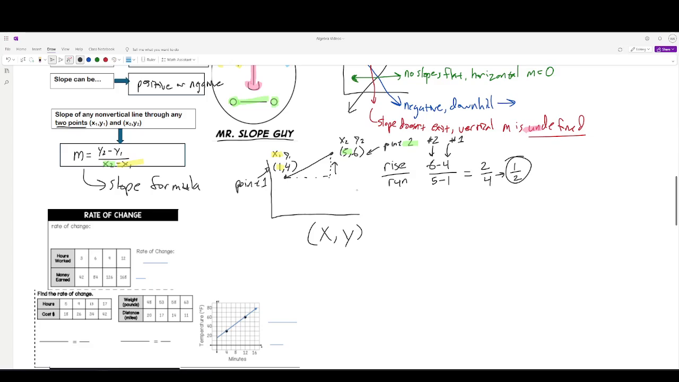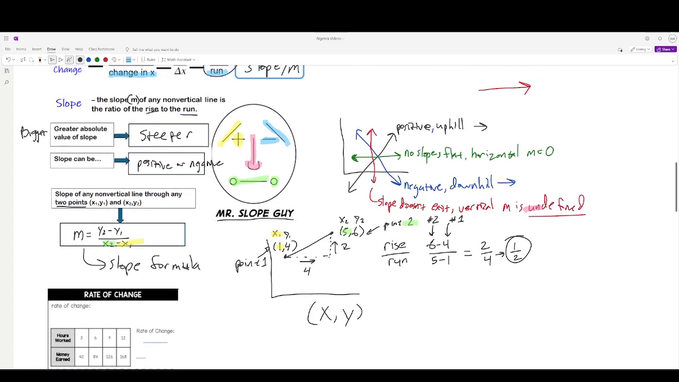So that's how I can find slope by plugging in 2 ordered pairs, rather than actually having a graph or sketching a graph like I did here. So I went up 2 units and right 4 units from 1 to 5. So that's how I got my slope of 2 over 4, which simplifies to 1/2. So that's the note part about Mr. Slope Guy and about the slope formula.